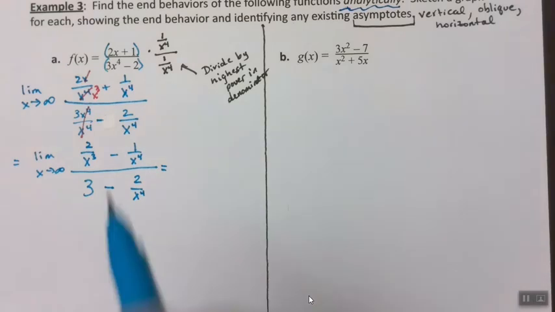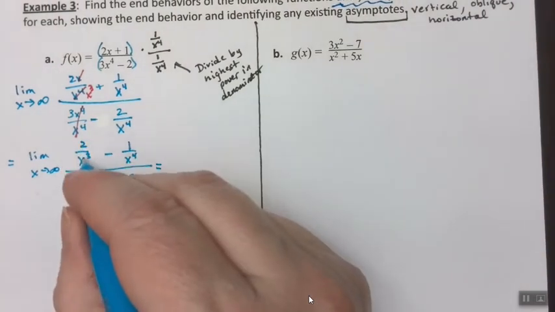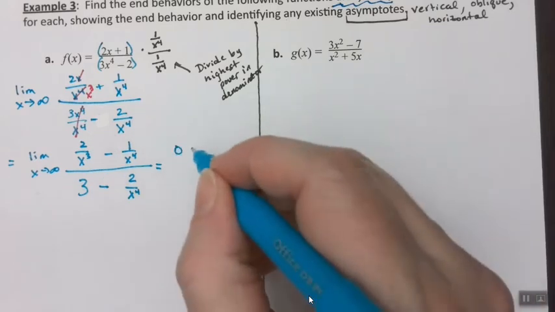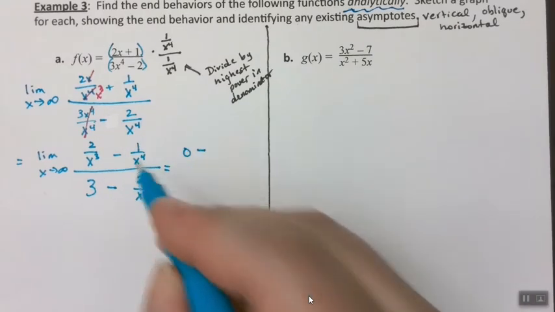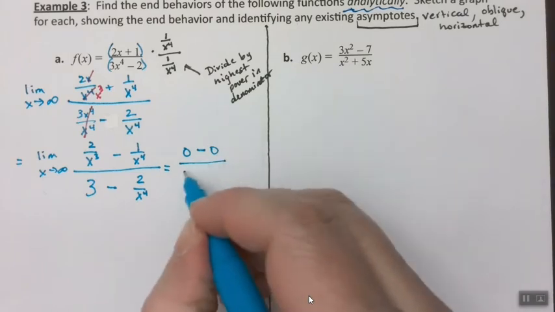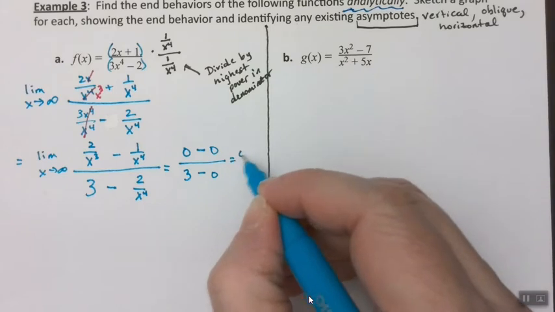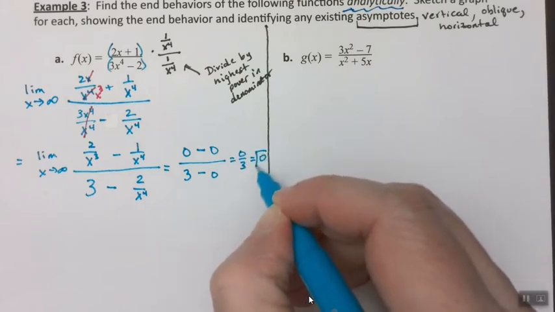So that means that we have 2 over infinity cubed actually, which is 0, plus 1 over infinity, which is 0, over 3, take away 2 over infinity, which is 0. That's 0 over 3, which is 0.